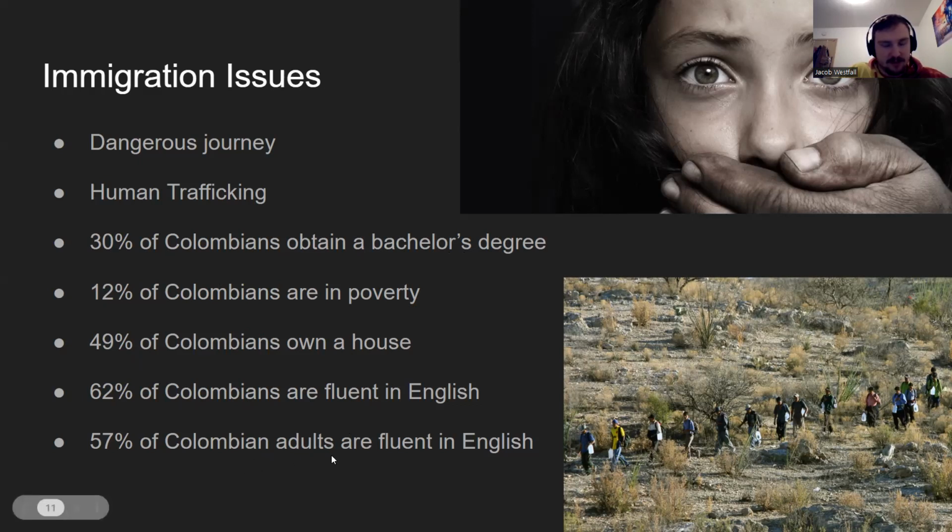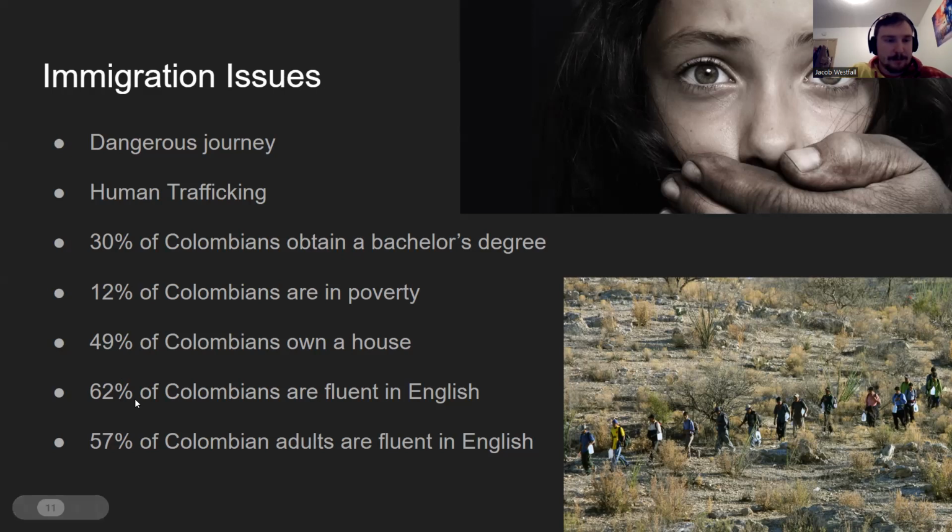Or 57% of Colombian adults being fluent in English, which is interesting because children seem to be much more fluent in English. And another interesting thing is just slightly more immigrant Colombians own a house than second, third generations. But a lot of Colombians live in poverty. Not a lot of them get a good amount of education, and this isn't a great number when it comes to English, especially living in the United States.